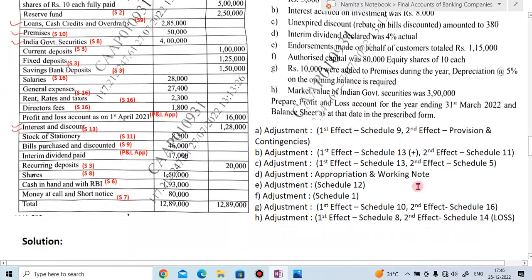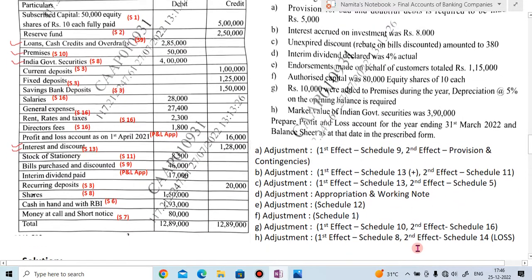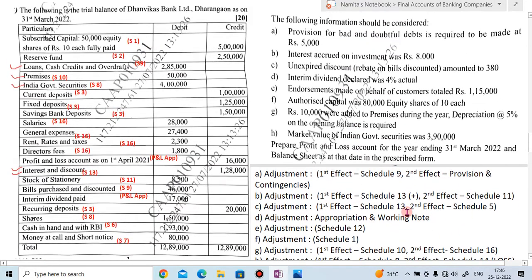Adjustment. Okay, now here for adjustment also I have given some information. Now adjustment number A: every adjustment will have what? 2 effects. So the first effect, adjustment number A, will be in schedule number 9. The second effect will be in provision and contingency.